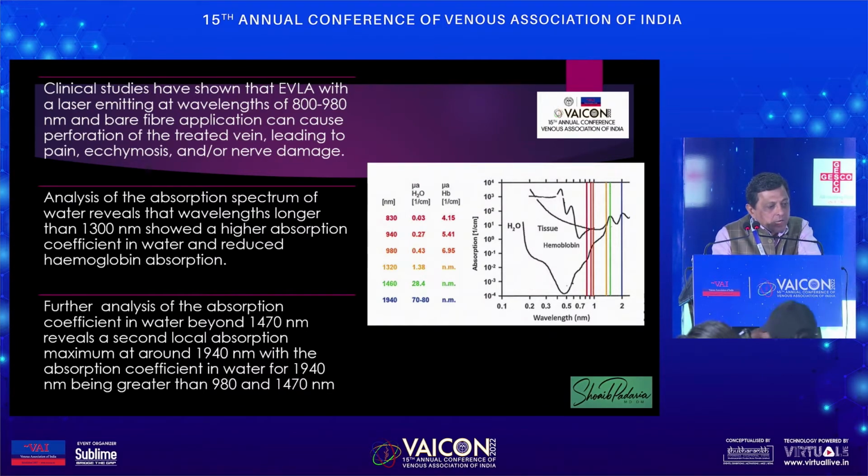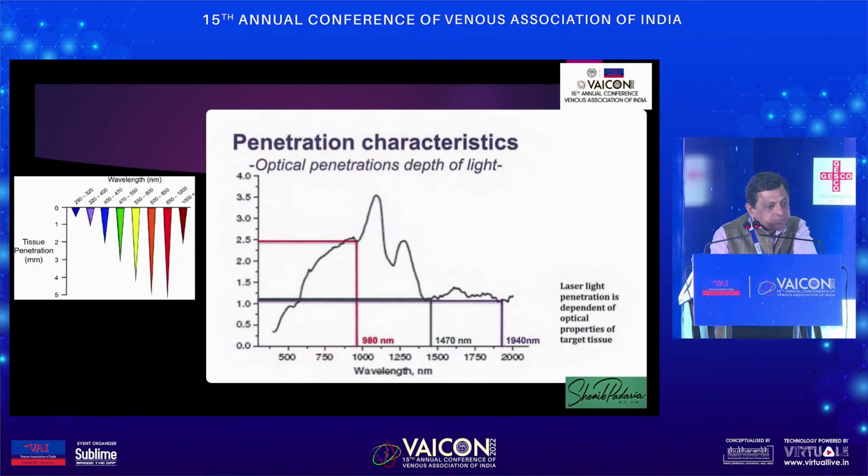Now, analysis of the absorption spectrum of water reveals that wavelengths larger than 1300 nanomicrons show a higher absorption coefficient in water and reduced hemoglobin absorption. This is common knowledge. Further analysis of the absorption spectrum of the coefficient in water beyond 1470 nanomicrons has now revealed a second local absorption spectrum of around 1940 nanomicrons, with the absorption coefficient in water for 1940 being much greater than that of 980 or 1470.